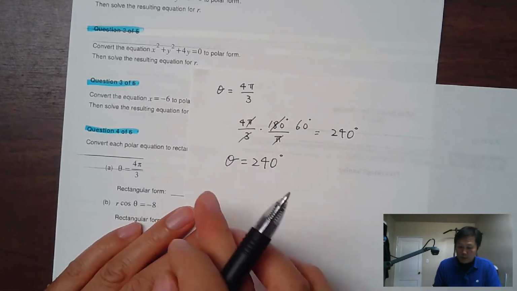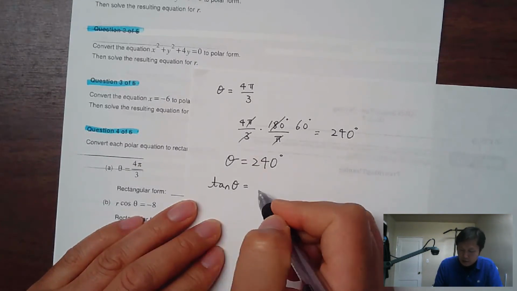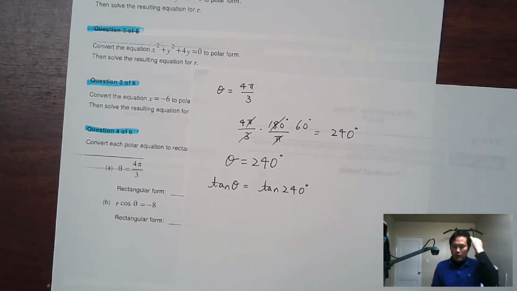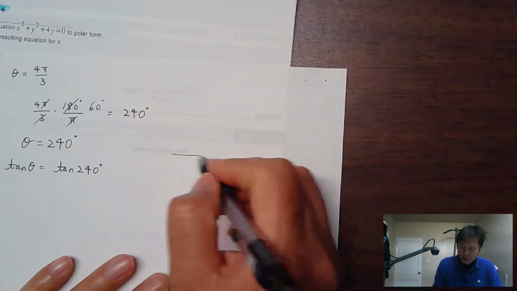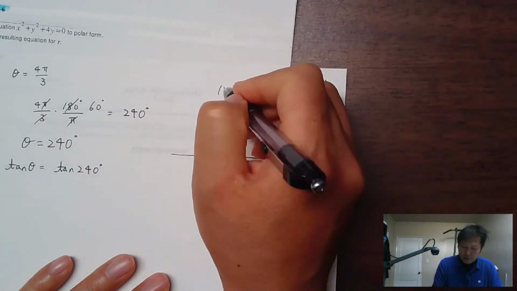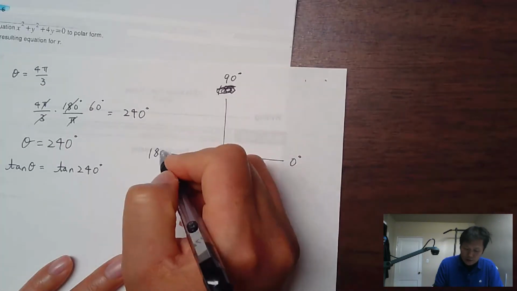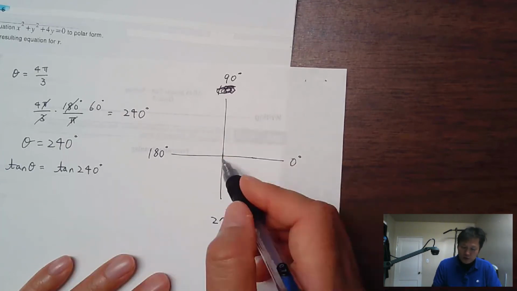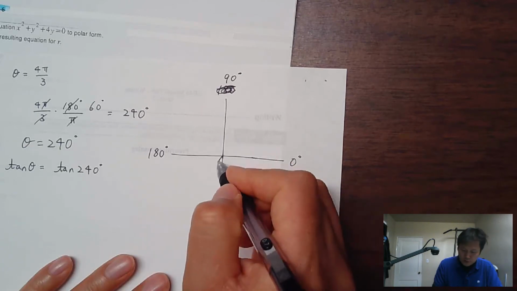Then what do we do? Take a tangent on both sides. Tangent theta is equal to tangent 240 degree. And you need to calculate tangent 240 degree using the special triangle. So 240 degree, you graph it first. 0 degree here, 90 degree here, 180 degree here, 270 degree here. So 240 should be somewhere between these two. So 240 should be somewhere over here.